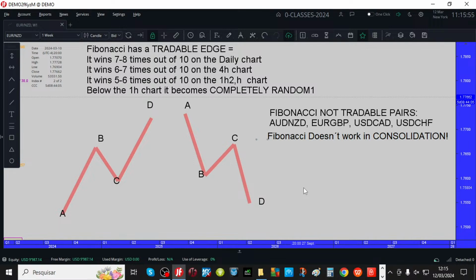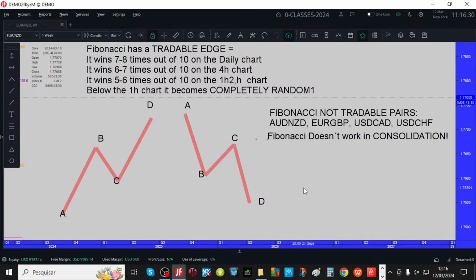If you want to lose money, you are going to trade the Fibonacci sequence on AUD NZD, Euro GBP, USD CAD, and USD CHF. Alright? Fibonacci not tradable pairs. AUD NZD, Euro GBP, USD CAD, USD CHF. Alright, everybody? Fibonacci doesn't work in consolidation.